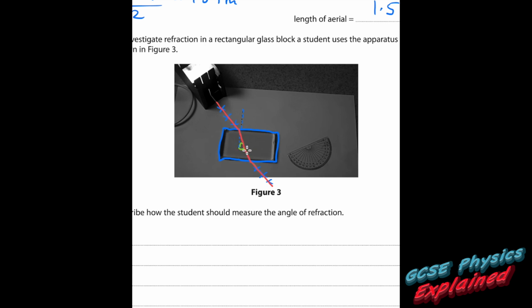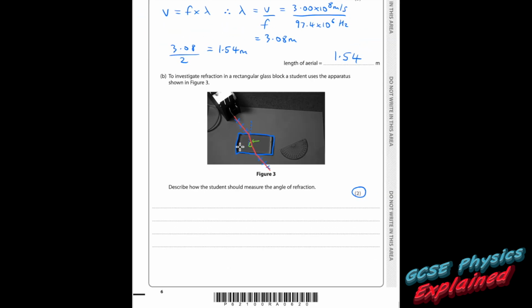And that is the angle between the refracted ray and the normal. Now, how we're going to say that? Like I say, this is probably worth more than 2 marks.